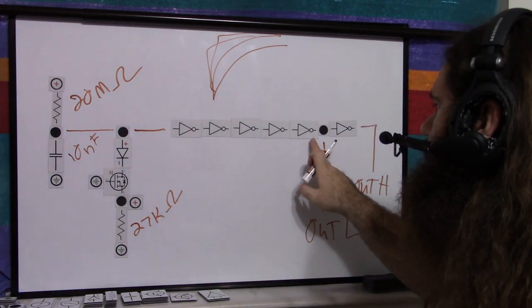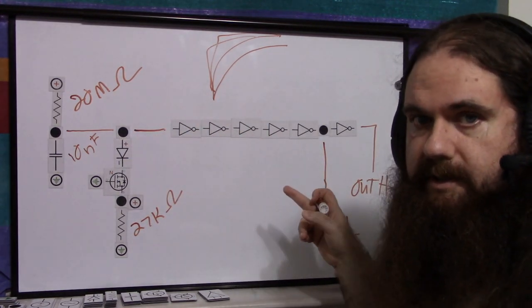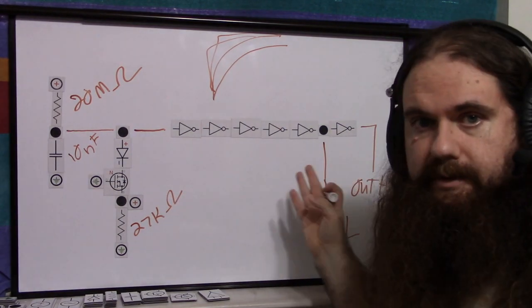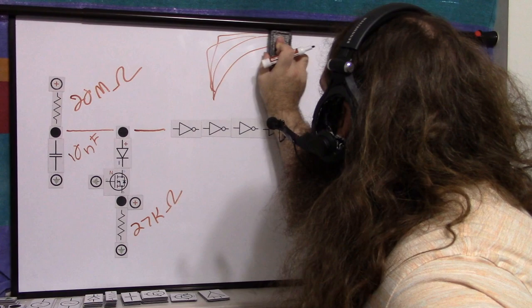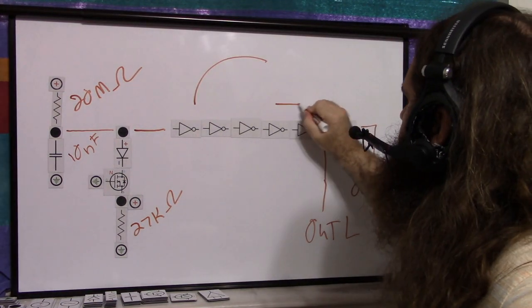You're going to have six. So after five inversions, you have an inversion digitally. After six inversions, it's not inverted. It's just three buffers, basically. Three buffer operations. So what happens is your input signal is this. Your output signal is this.